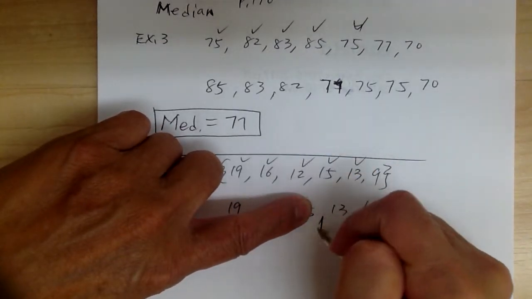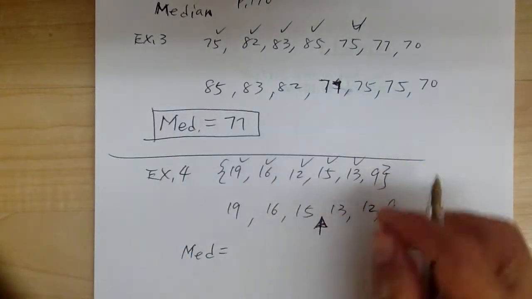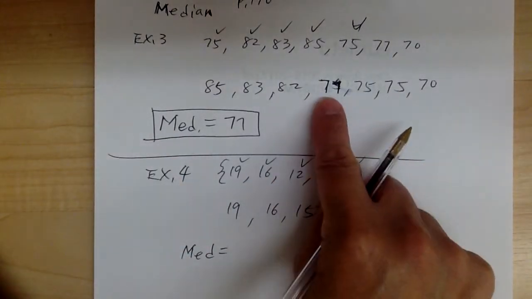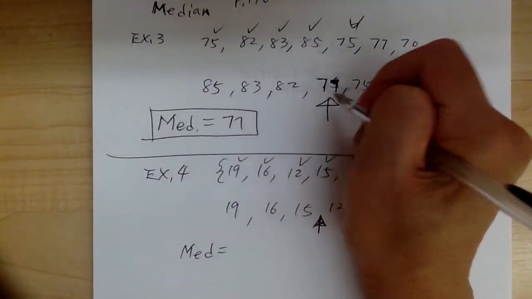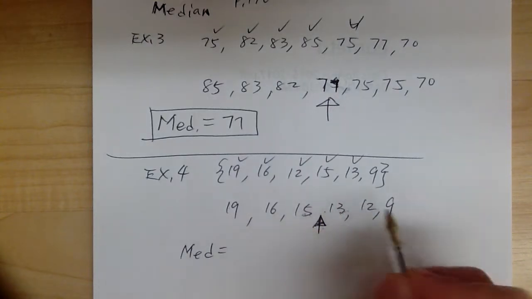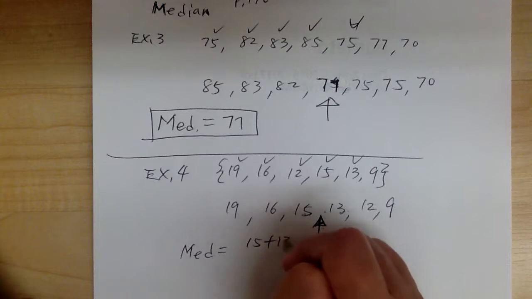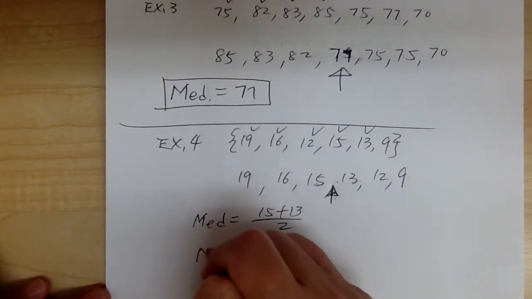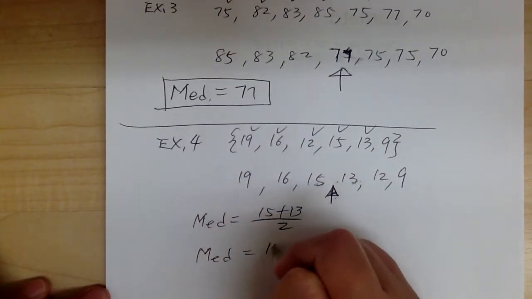The middle should be right over here. Now if you don't have a middle number like this one over here, okay, like this one, this is the middle number. If there's no middle number, you average these two together. So you average the two. So it'd be 15 plus 13 divided by 2. So your median will equal 14.